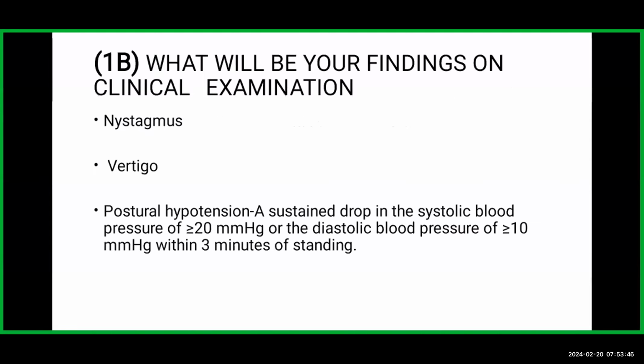The next question says, what will be your finding on clinical examination? These patients could have nystagmus and vertigo on examination. Apart from that, there could be a sudden drop in blood pressure, a systolic blood pressure drop of greater than or equal to 20 millimeters of mercury, or a diastolic blood pressure drop of greater than or equal to 10 within 3 minutes of standing, which could be suggestive of postural hypotension. These are the clinical signs that can be seen in this patient. How will you investigate?